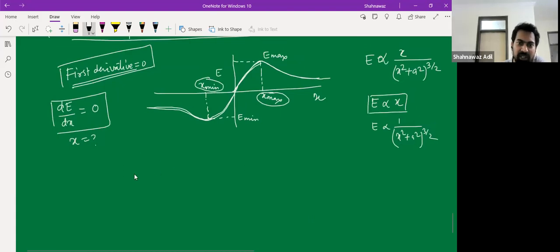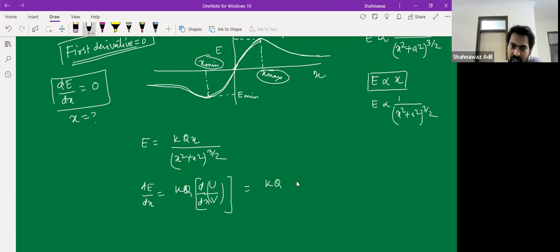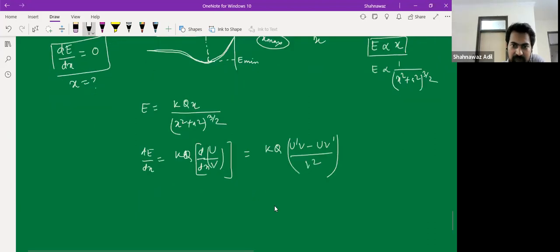So we need to find this dE by dx, and E is how much? E is kqx by this big number, which is x square plus a square 3 by 2. So dE by dx would be k, and which property we need to use? U dash v minus u v dash. So kq, u dash v minus u v dash, divided by v square. Do you guys remember this formula? The quotient rule, right?